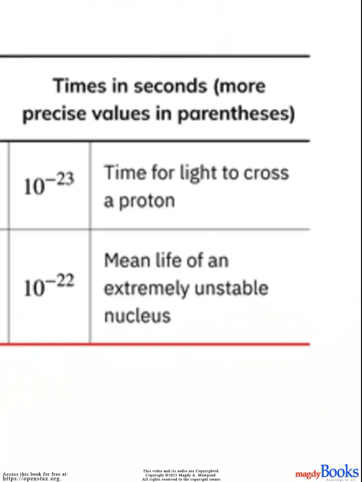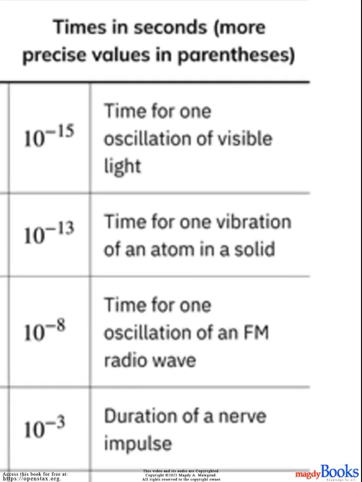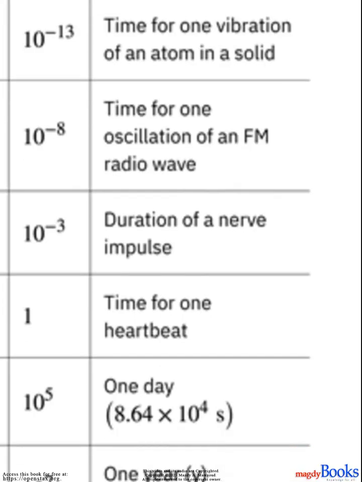C. Times in seconds, more precise values in parentheses. 1. 10 to the power of negative 23, time for light to cross a proton. 2. 10 to the power of negative 22, mean life of an extremely unstable nucleus. 3. 10 to the power of negative 15, time for one oscillation of visible light. 4. 10 to the power of negative 13, time for one vibration of an atom in a solid. 5. 10 to the power of negative 8, time for one oscillation of an FM radio wave.